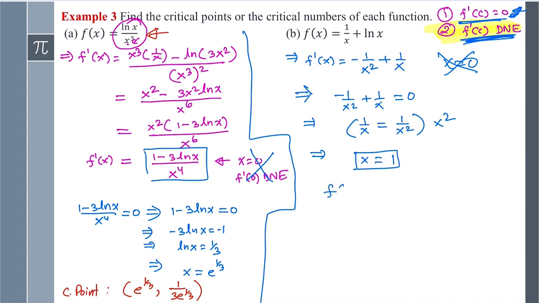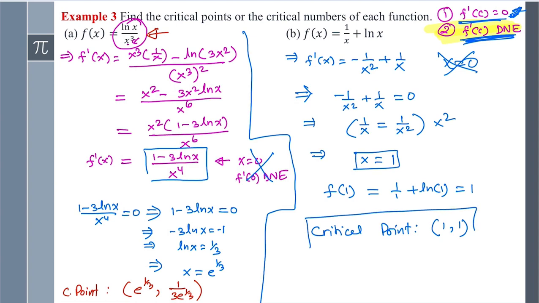So f of 1 equals 1 over 1 plus natural log of 1. We know that natural log of 1 is 0, so that's just 1. So the critical point for this function has x value 1, y value 1, so it's (1, 1).